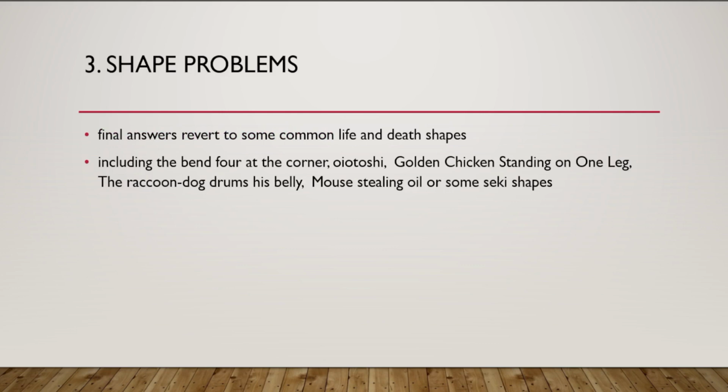In this type of problem, I think the final answers usually revert to some common life and death shapes. They include the bamboo at the corner, oi toshi, golden chicken standing on one leg, the raccoon dog jumps the bullies, and the mouth stealing oil, and some seki shapes. If you don't know these terms, you may check out my 120ego.com. You can find the link in the description. Anyway, many life and death problems are this type.